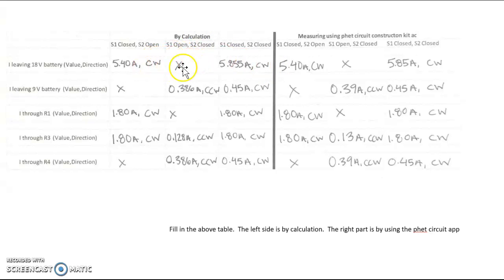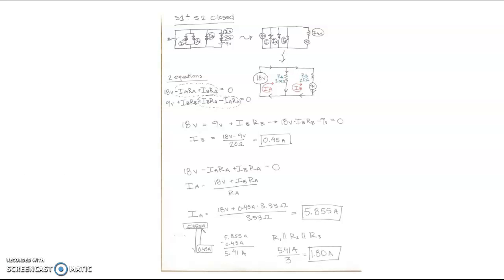Oh, I'm supposed to be talking through 18 for all of them. Okay, well, this one didn't have an 18 volt in its side, so I omitted it. Okay, and then S1 closed and S2 closed. I think this is the row I'm supposed to, yeah, okay, sorry. S1 closed, S2 closed, here we go.